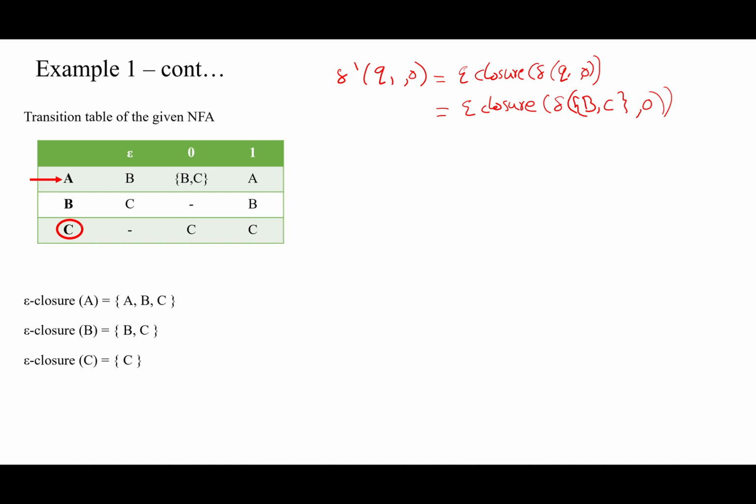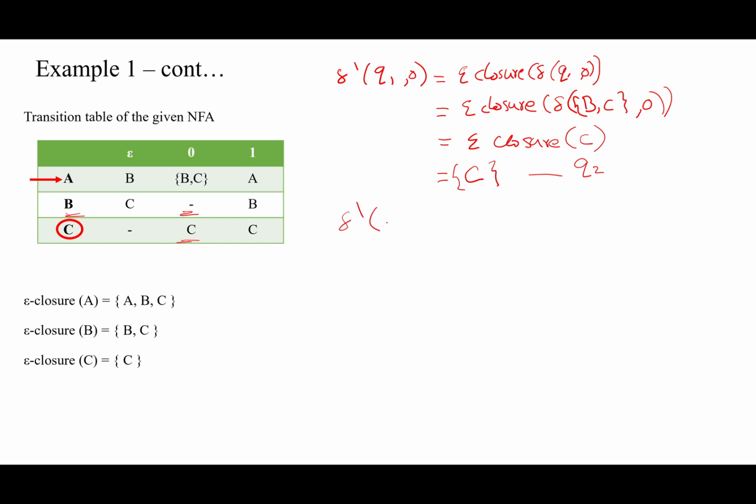So we have to check the transition for B comma 0. For B it is null, for C it is C. So epsilon closure of C. What is epsilon closure of C? It is C. So now we got the new state. We are giving the name as Q2 here.